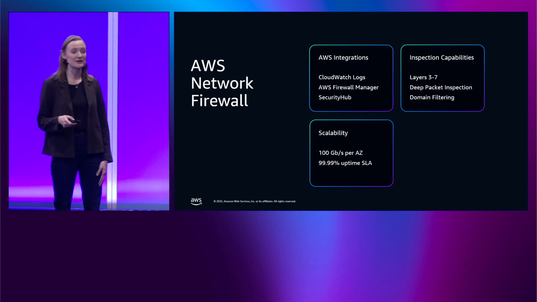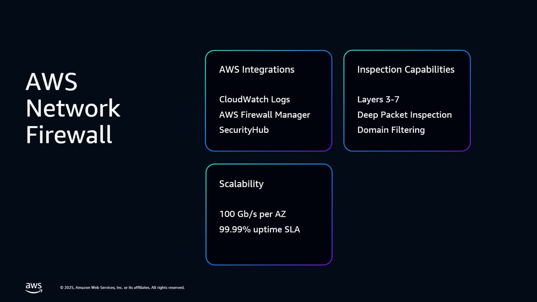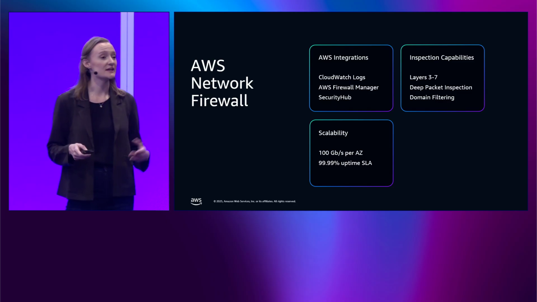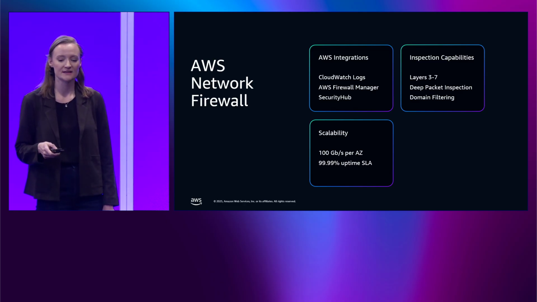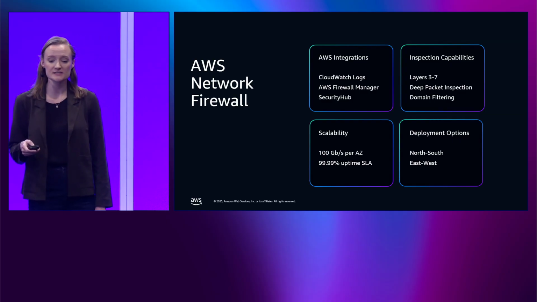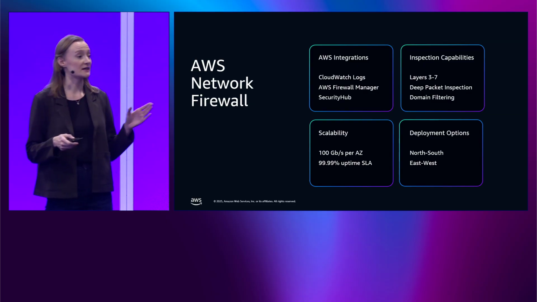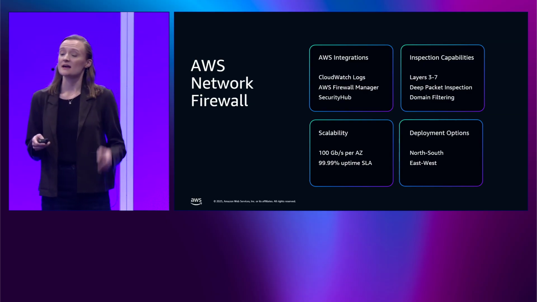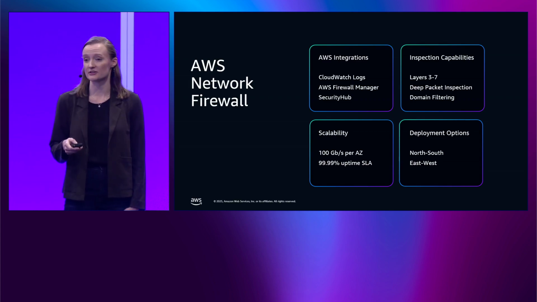Like other AWS networking services, AWS Network Firewall has great scalability options and can scale up to 100 gigabits per second per availability zone. And that gives you a lot of free range in terms of how much traffic this one firewall device can support. And lastly, Network Firewall can be deployed in a few deployment options. North-south, which is used to inspect traffic that goes between your cloud environment and the public internet, as well as east-west, to inspect traffic that goes between two portions of your cloud environment.